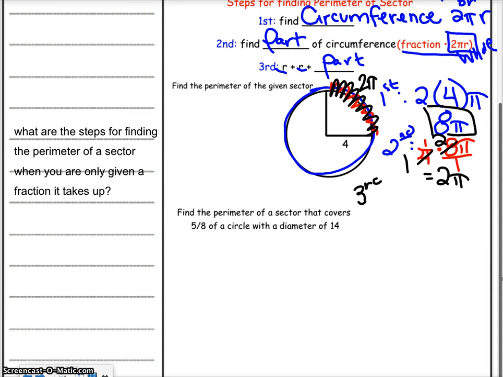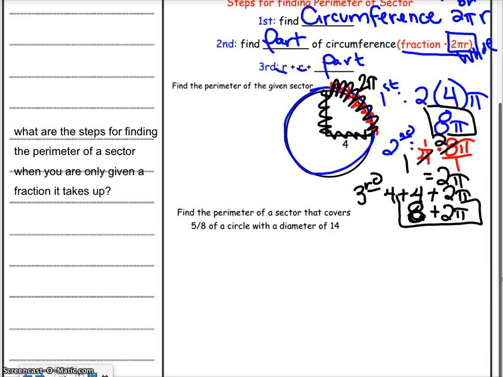Now step 3, I need to add my 4 plus my other 4, plus that part of the circumference known as the arc length, which is 2 pi. 6 plus 2 pi, leave it like that. They are not like terms. Oops, 8. I think I was looking at this 2 when I was counting. So 8 plus 2 pi.